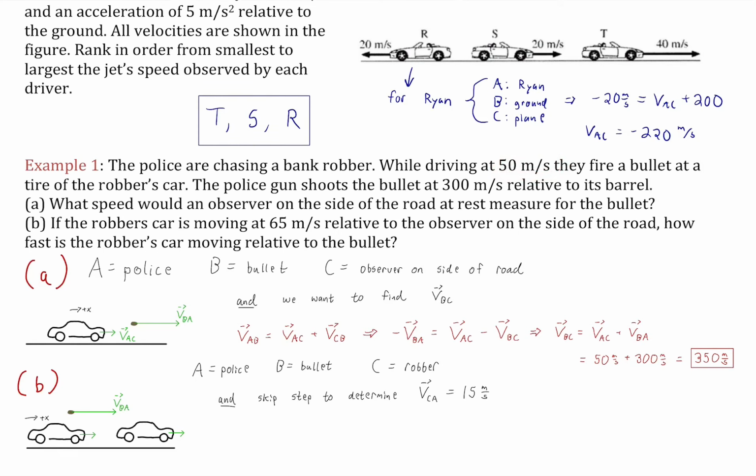50 for the police, 65 for the robber. That means that the robber is gaining ground on the cop at a rate of 15 meters per second. Okay, it's just the difference between them, okay? But let's go ahead then and set it up and solve for the velocity of the robber's car relative to the bullet.